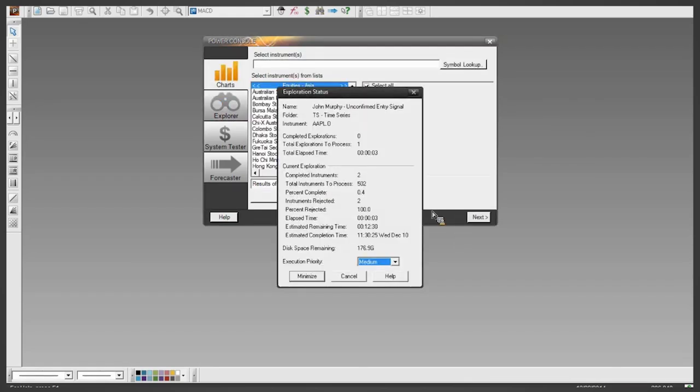Now this screen that pops up is basically a status screen. It's only going to take about a minute to scan through all 500 instruments to look for one of these patterns. Now this status screen is going to show us the amount rejected. It's going to basically show us the status, how far we are into the scan. And we should get a few results for each of these patterns.